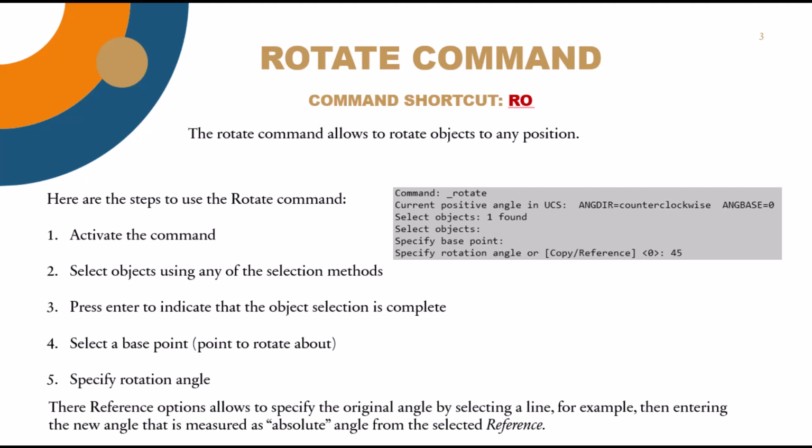There's an option called reference, and in this case it allows you to select or specify an angle by selecting, let's say, a line, and then entering the new angle that is going to be measured as an absolute angle from the selected reference. So let's open AutoCAD and show some examples where I'm going to demonstrate how to use the rotate command.